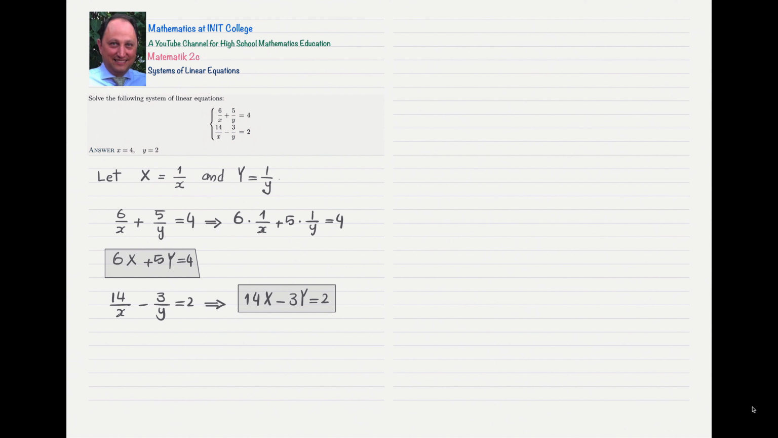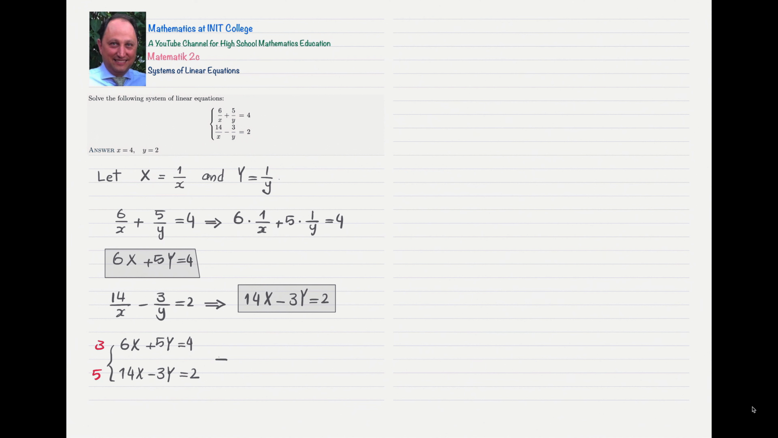But if I now ask you what is this system, let me just form the system. It is 6X plus 5Y is equal to 4, and then I have 14X minus 3Y equals 2. Now you hopefully see that this is a linear system of equations. Yes, it's a system of linear equations. And if I want to solve that, for example, I can use the addition method. I can multiply the first equation by 3, and I can multiply the second equation by 5.